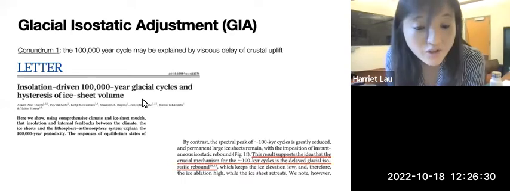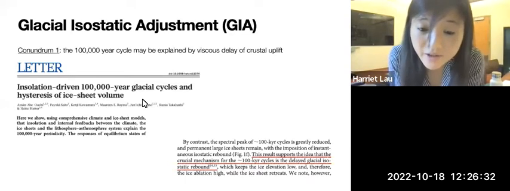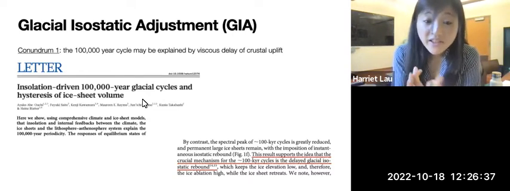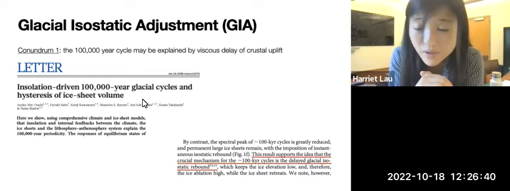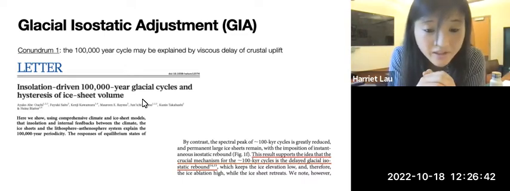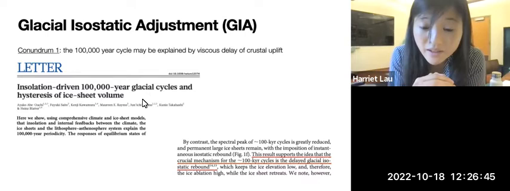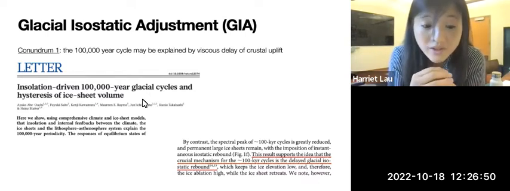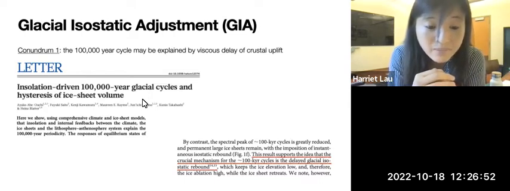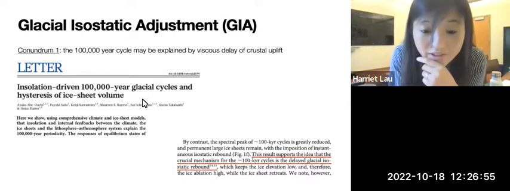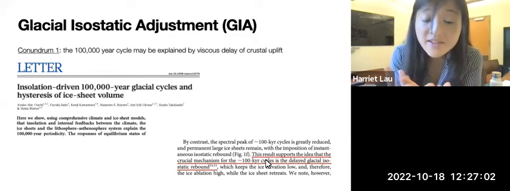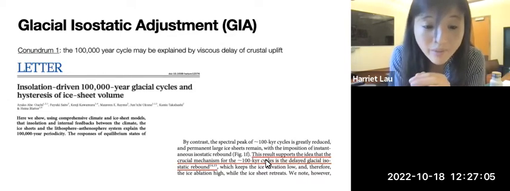Okay, so the first conundrum: why do we have ice ages paced at the 100,000 year cycle when eccentricity virtually has no effect on insolation? So in a really high profile paper, Abe-Ouchi and her colleagues coupled a climate and ice sheet model together to explore this, and were able to produce the 100,000 year cycles. Now I've pulled a line from that paper and I'll just read it directly. This result supports the idea that the crucial mechanism for the 100,000 year cycles is the delayed glacial isostatic rebound.